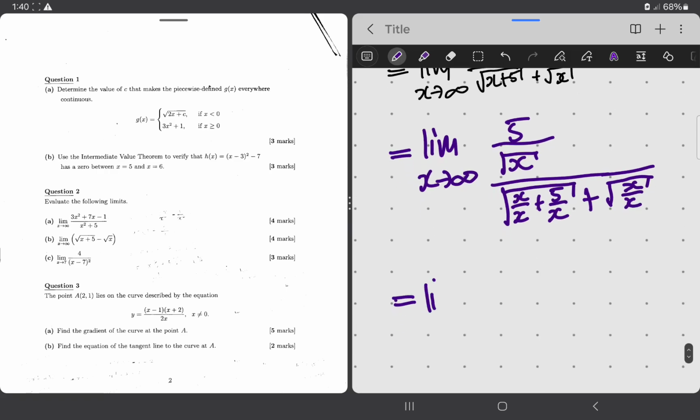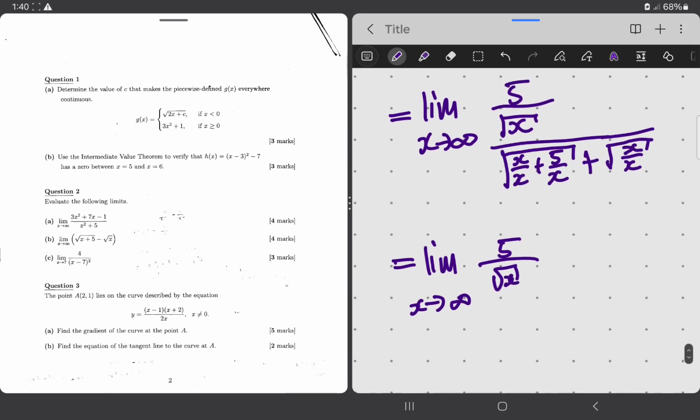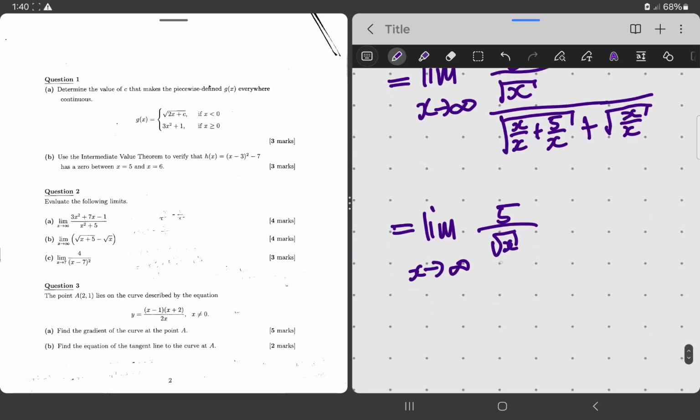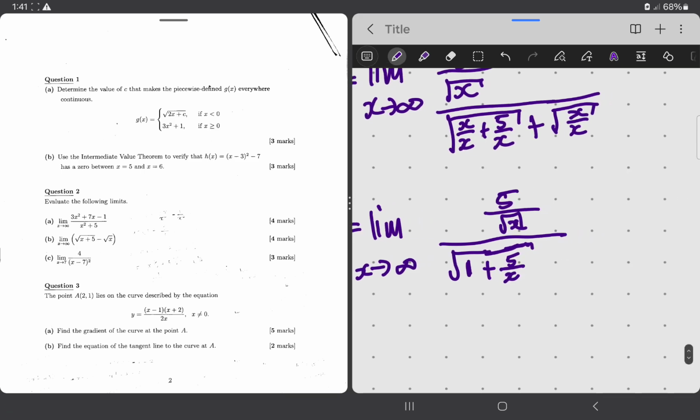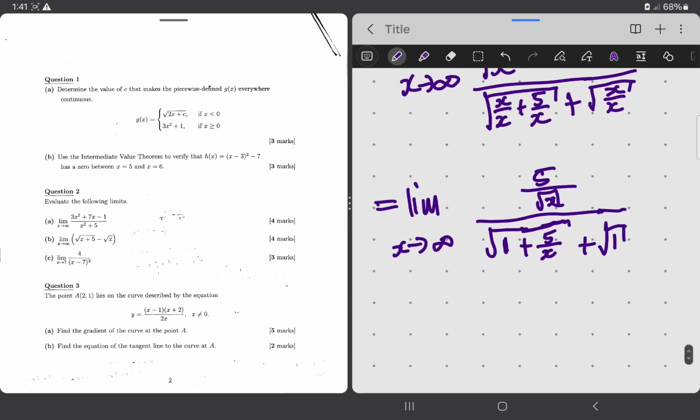So now what does this become here? Well, we can simplify it first. It's going to be the limit as x goes towards infinity of 5 over root x, which is like x to the half. We can put it at the center, 5 over root x, then divided by the square root of 1 plus 5 over x, like that. Then we say plus, what is the square root of x over x? It's like root of 1.